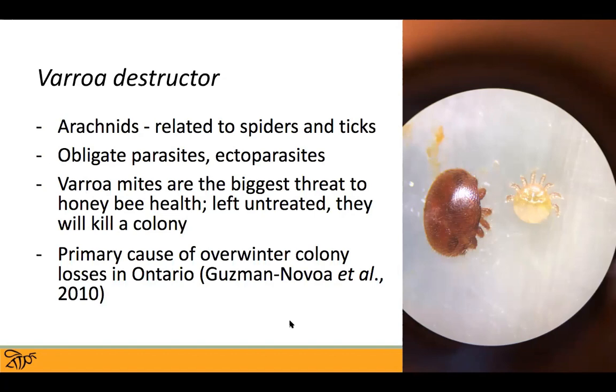Varroa mites are the biggest single threat to honeybee health globally. It's really, really important to understand that if they are left untreated, they will kill a colony in a matter of seasons. So it might not be that first season, but that second or third season, it will for sure kill the colony. So definitely a really big threat to honeybee health. It may not be the first thing that you think of when you think of overwinter bee problems, but research has actually shown that Varroa mites are the number one cause of overwinter colony mortality in Ontario.